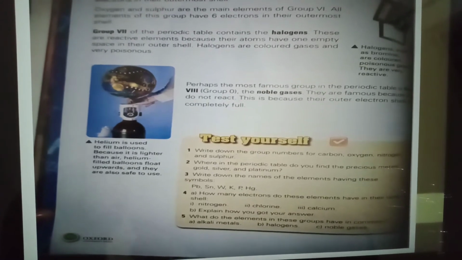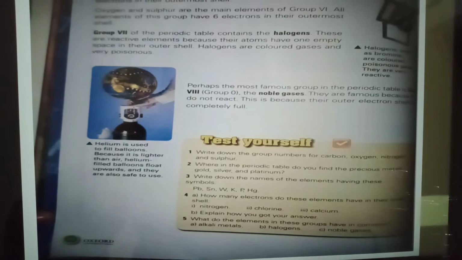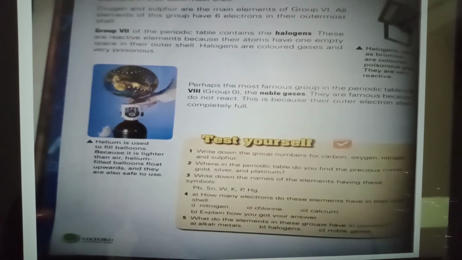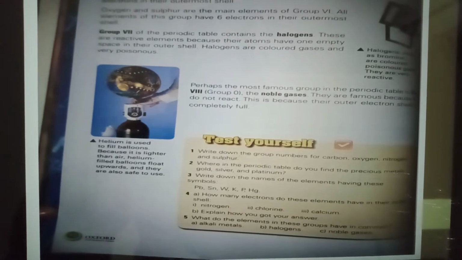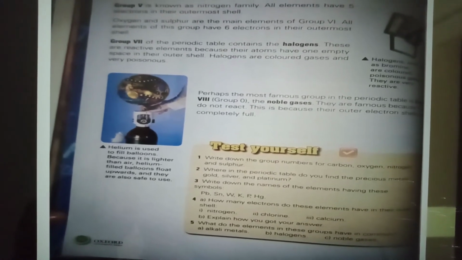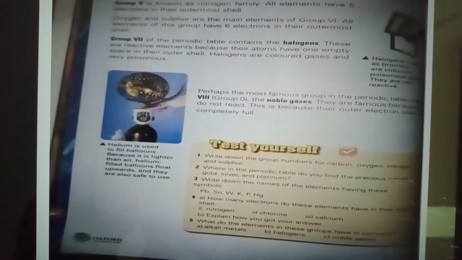Write down the group numbers of carbon, oxygen, nitrogen and sulfur. You have to do this test yourself, parts 1 to 5, on your loose sheets. So the group of carbon, which you will check from this periodic table, is group number 4, oxygen is 6, nitrogen is 5 and sulfur is 6.